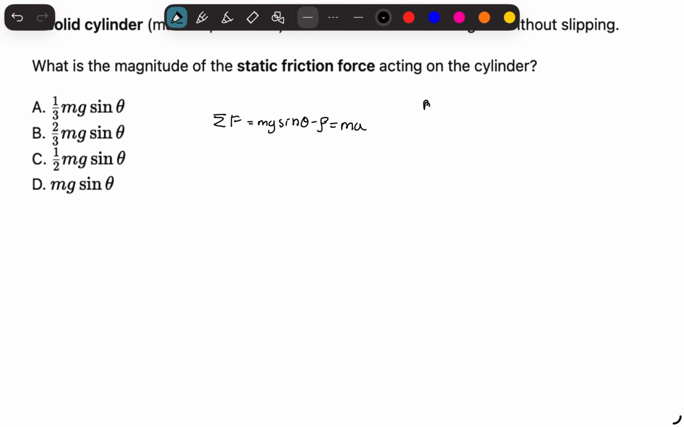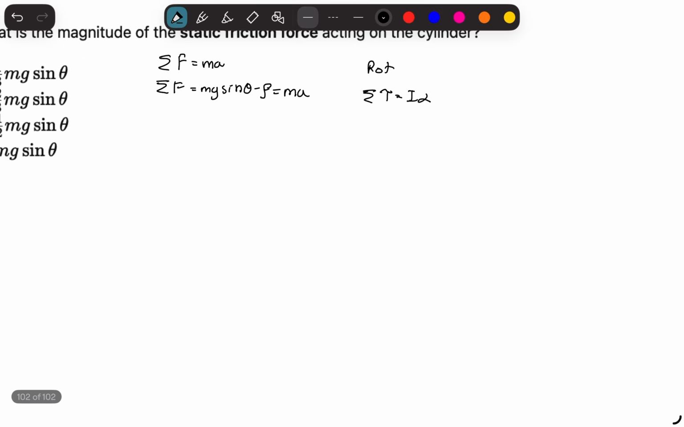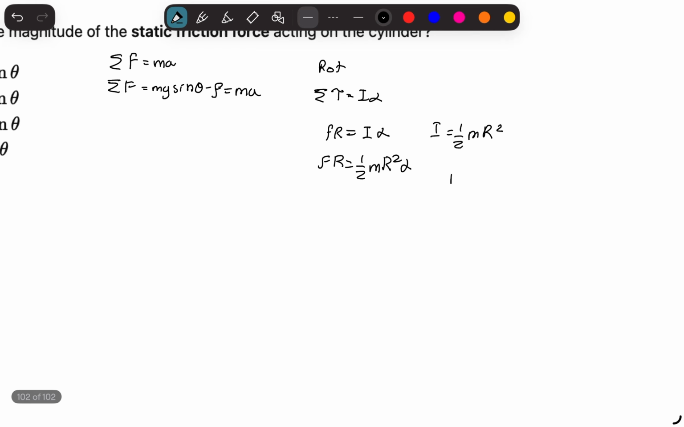So rotationally, you have the summation of torque is equal to I alpha. Summation of force here is equal to mass times acceleration. So what you do is you have Fr is equal to I times alpha. I is equal to 1/2 mr squared. Fr is equal to 1/2 mr squared alpha. Over the rolling condition, you have a is equal to alpha times r. So alpha is equal to a over r.